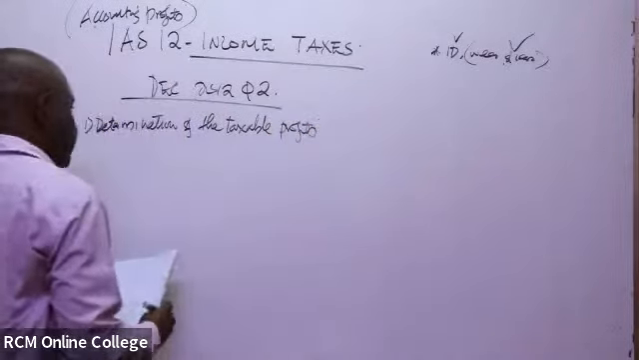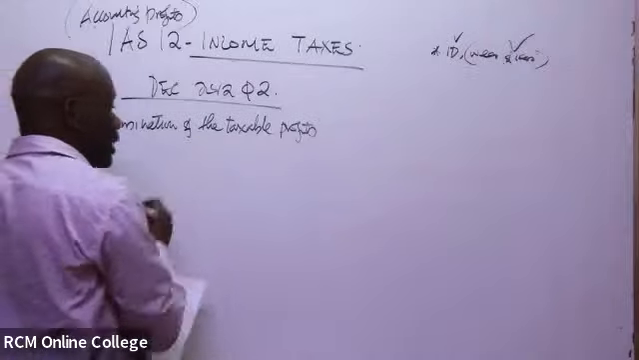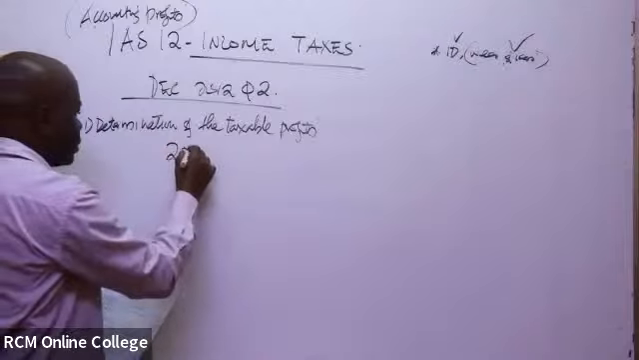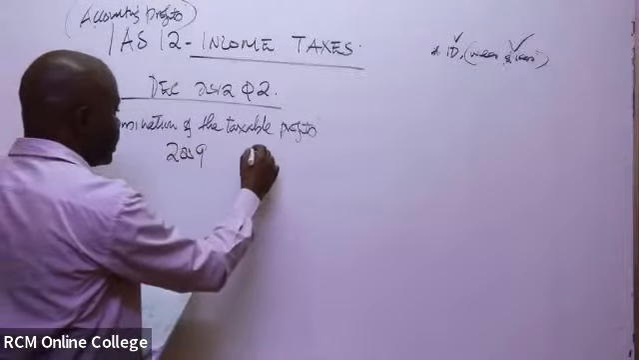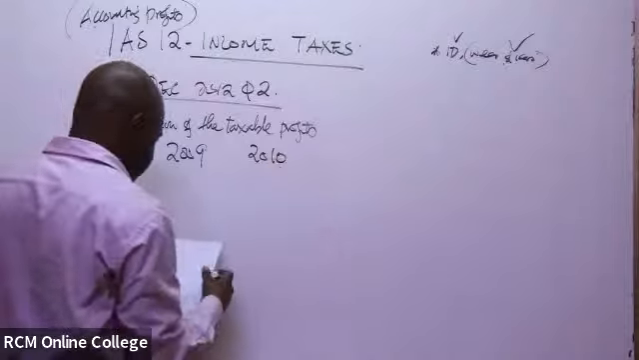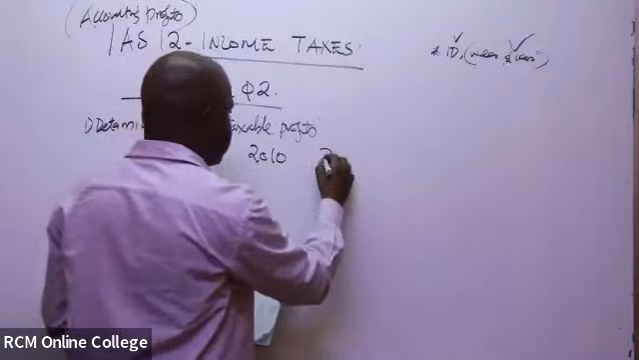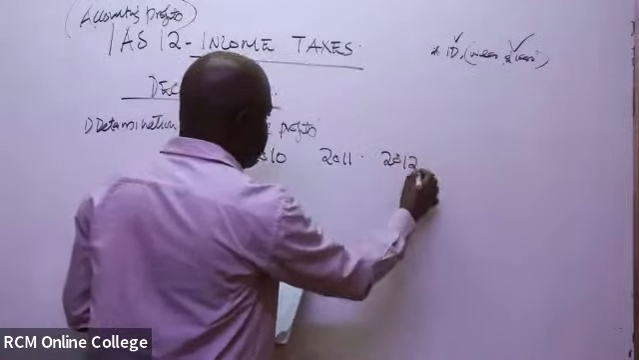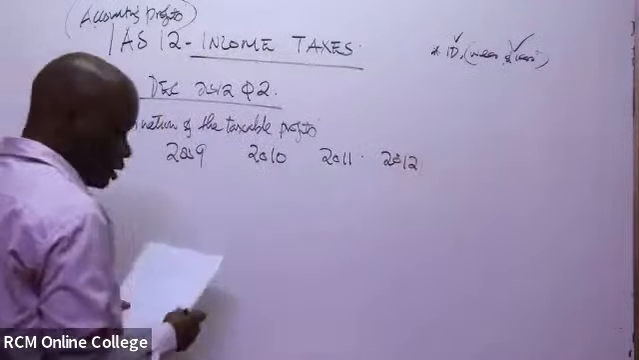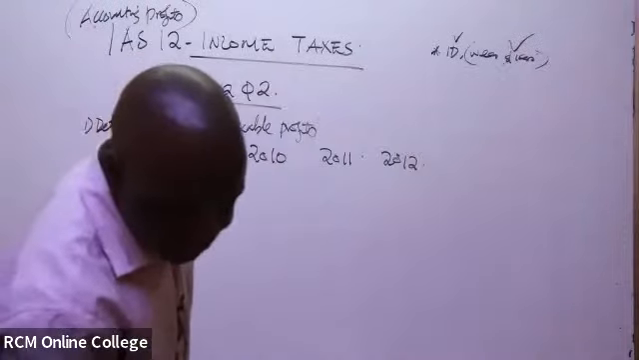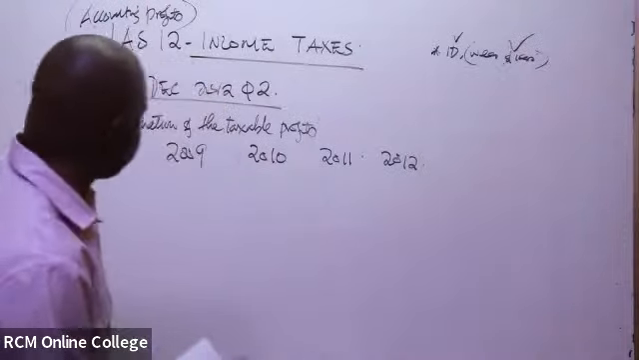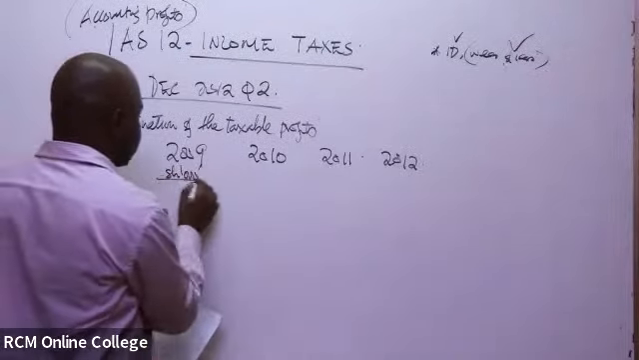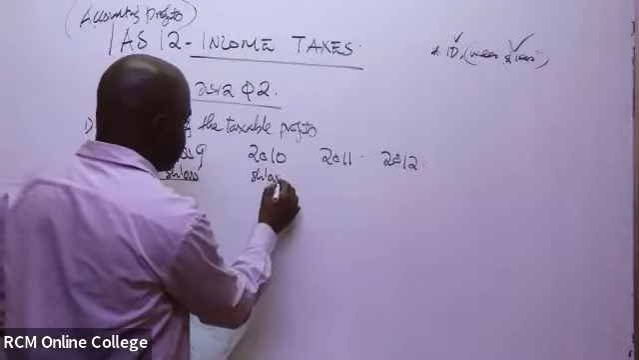Determination of the taxable profit. So we have 4 years there. You have 2009, then 2010, then 2011, then 2012. Hope you people are able to see. Our figures are in thousands, so you can put them in thousands.